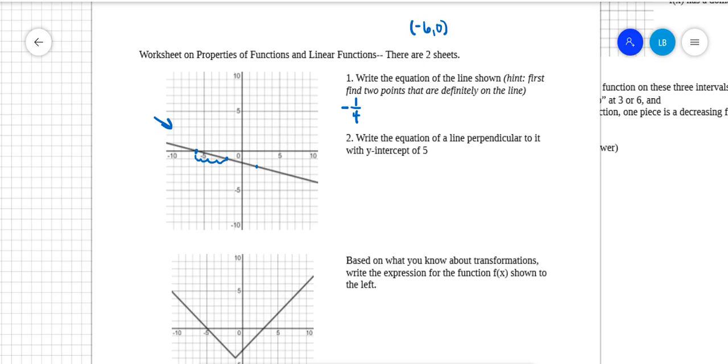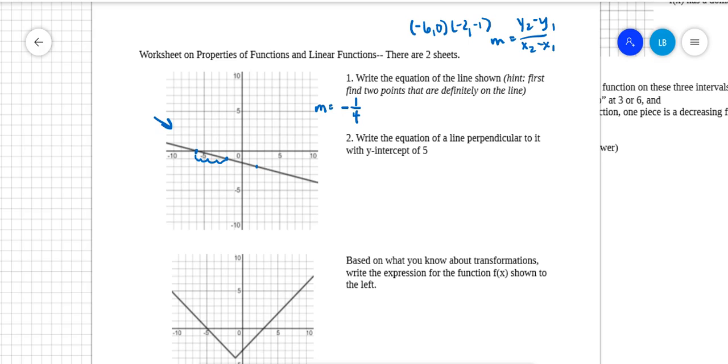Alternatively, I could have picked those 2 points and said, my first point is -6, 0, and my second point was -2, -1, and plugged them into the slope formula. That's another way to do it. Pick 2 points that I can tell for sure are on the line and calculate it. Right, so that's my slope.